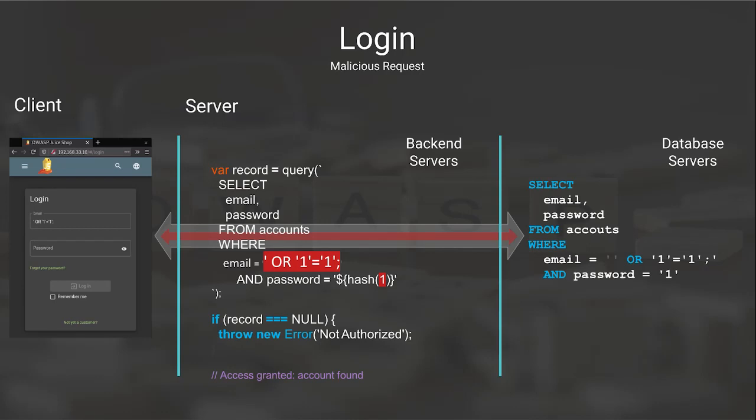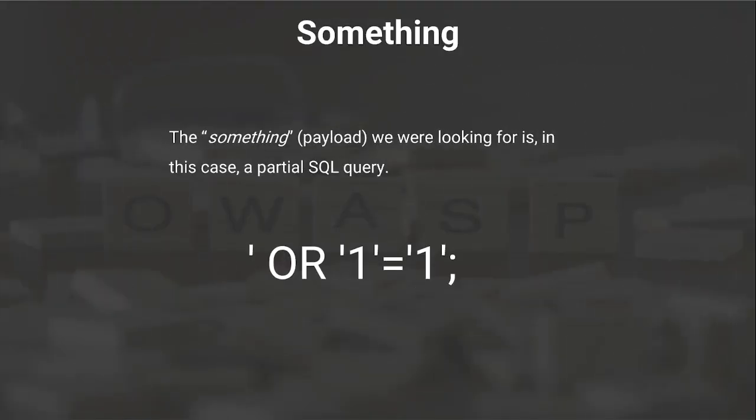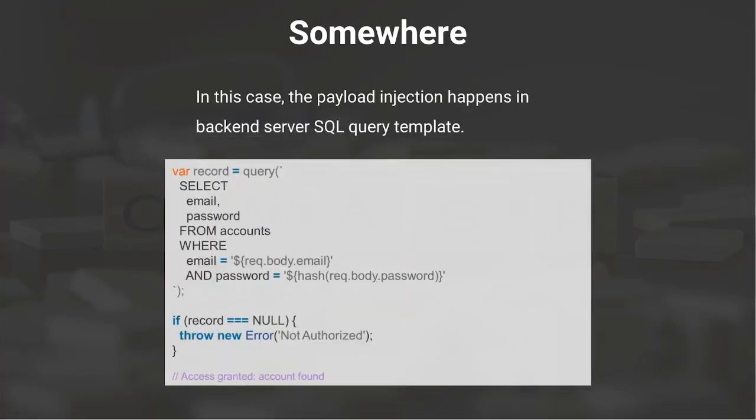granted. And voila! The admin account is often the first row in the database table, and the first match of malicious queries like the one we discussed before. This means that chances are attackers will be able to log in as admins. Now we have the answers we were looking for. Something in this case is a partial SQL query, our payload. And the place where the payload is injected is in the backend server, in the SQL query template.